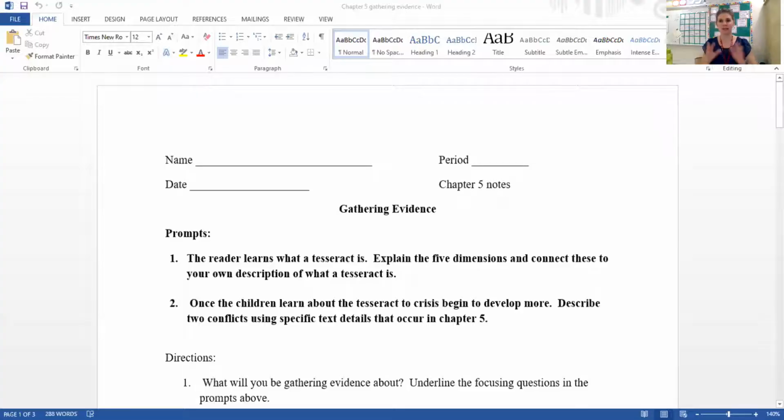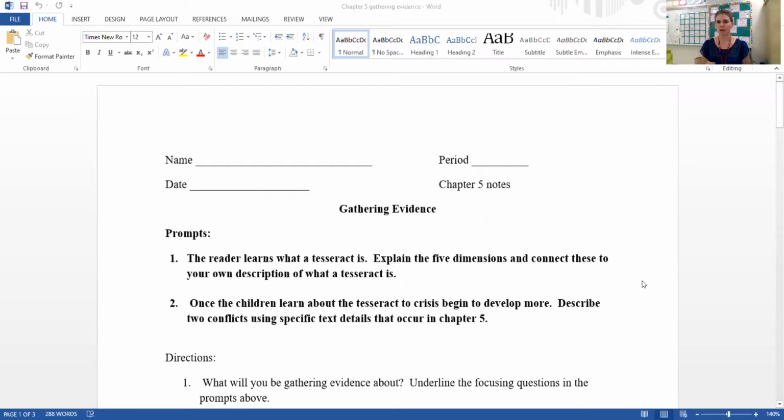Let's take a look at your Chapter 5 Gathering Evidence paper, which looks like this. I've tried to make it nice and big so that you can see it on your screen easier, but you should also have yours, and you're going to be writing on it as we go along. There are some prompts. These are the questions that you'll be expected to answer and be looking for evidence for.